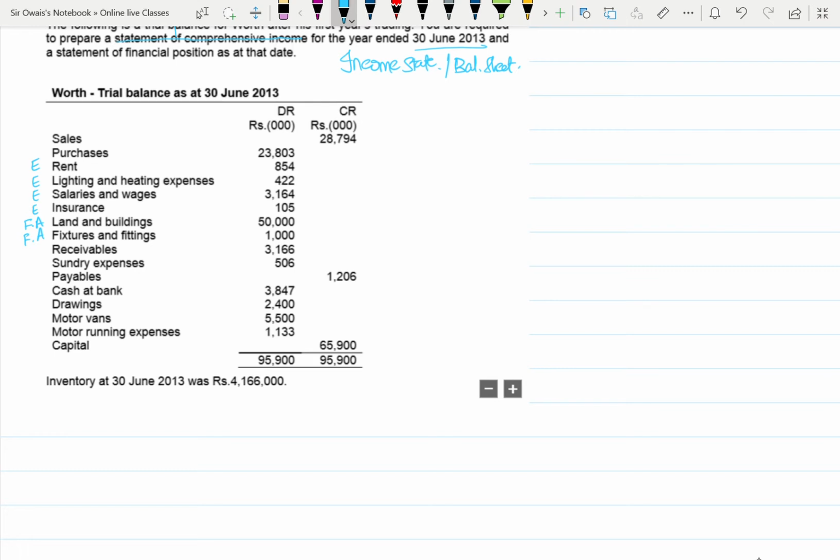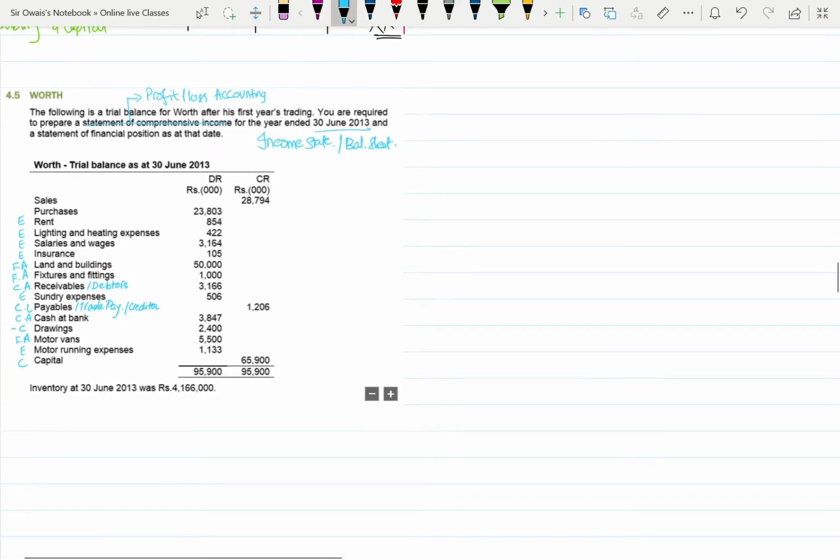Trade receivables, receivables slash debtors, these would be considered as current assets. Sundry expenses, this is our expense. Payables, trade payables, creditors, these are the current liabilities. Cash at bank is a current asset. Motor vehicle is a fixed asset. Motor running expense is an expense. Capital is a capital. Are we done with the classification? Yes, we are. So now let's start with the income statement first.